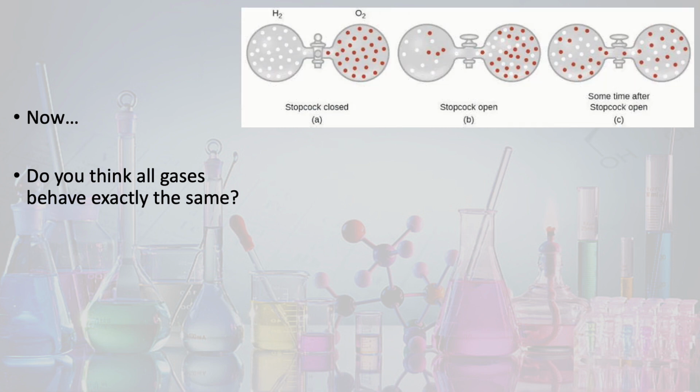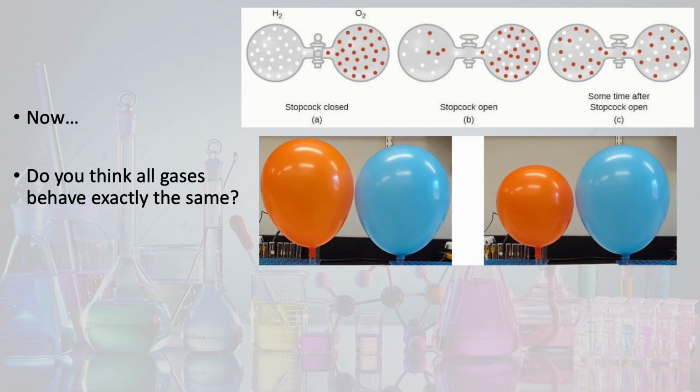So a few visual representations of gases not behaving the same way are kind of shown here, right? So in our top cartoon, we have a dual vessel container here with a valve in the middle, right? And we have hydrogen gas on one side and oxygen gas on the other.